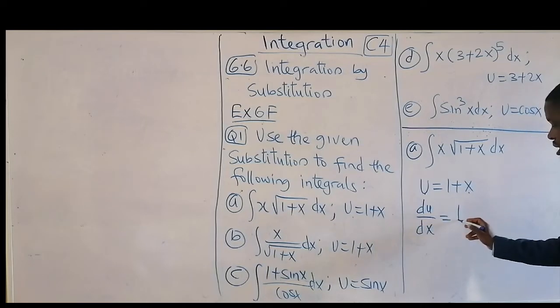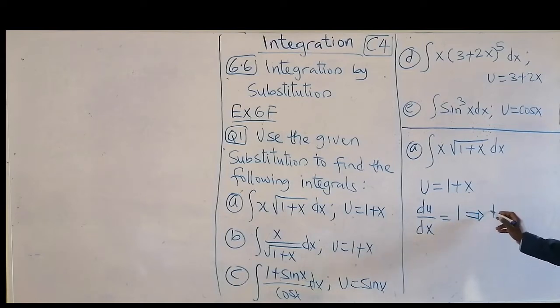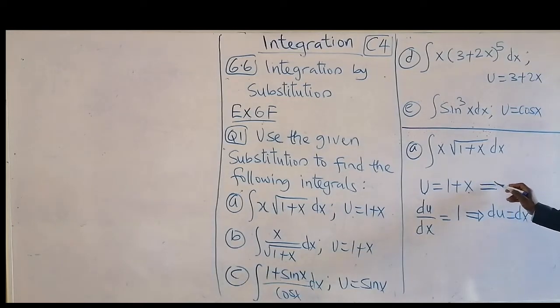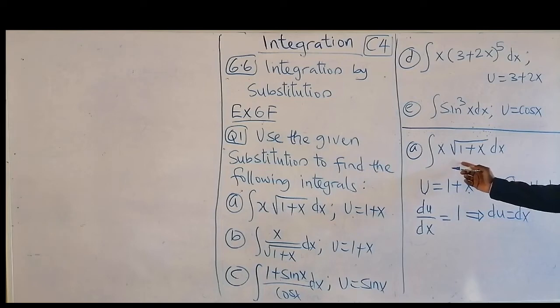And that will be equal to 1. So du is equal to dx. From here, we can also make x the subject. And that will be x is equal to u minus 1. So anywhere you see x, you plug in u minus 1. So let's now go back to the equation and begin to substitute.